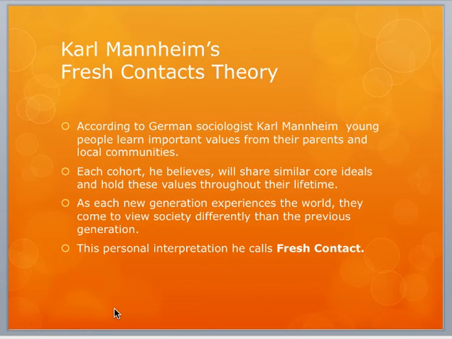So according to Carl Mannheim, who is a German sociologist, young people learn a lot of important values from their parents as well as the community they live in. And as a result of being a part of a cohort, they share similar core ideals, and they pretty much stay with us for our entire lifetime. It's very interesting, actually, how you can generalize some viewpoints based on age and cohort.